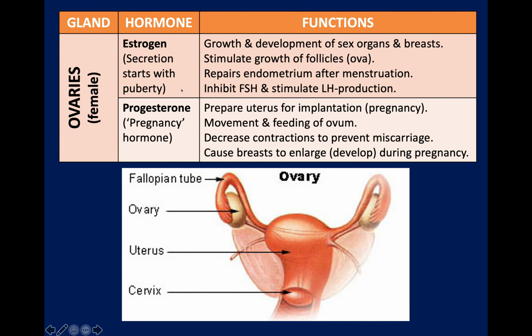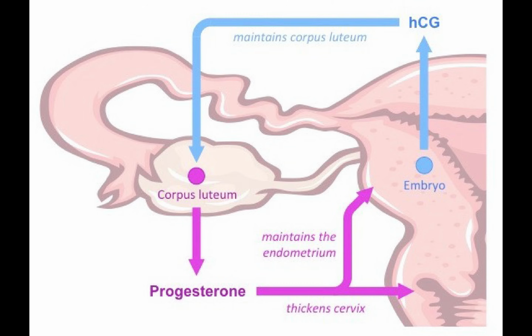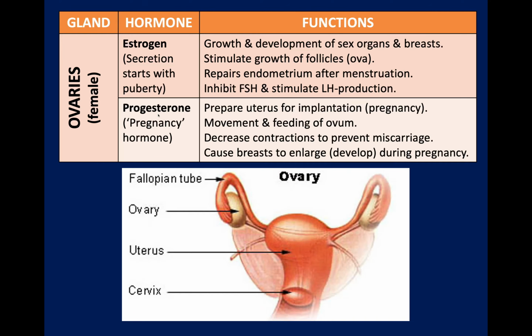Now, the progesterone is secreted by the corpus luteum gland, where? In the ovaries. And what is the function of the progesterone? The same as the estrogen, progesterone is also responsible for the thickening of the endometrium, right? As well as the maintenance of the endometrium during pregnancy. Progesterone is also responsible for suppressing the release of the hormones FSH and LH.